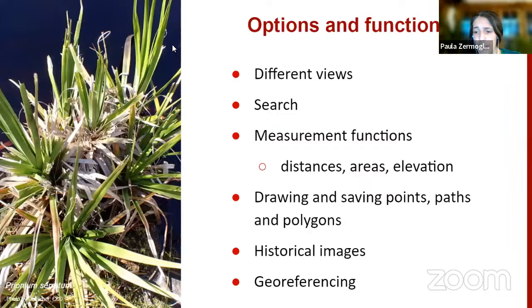The different functions that we will explore, depending on the tool, are different kinds of views that we can have, like map views, street views, satellite views, etc. How to search on the different tools. We're going to explore measurement functions, like how to measure distances and areas and elevation on Google Maps and Google Earth. We're going to see how to draw and save points and polygons and polylines. Also, how to deal with historical images. And finally, for GeoPick in particular, how to get georeferences from this tool. So this is more or less the schema that we will follow.